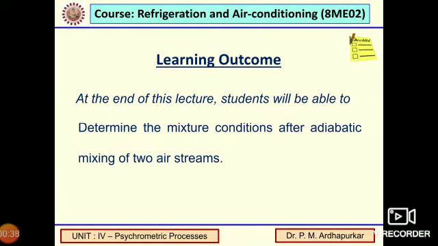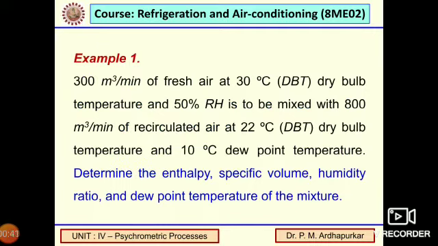of two air streams. This is an example: 300 meter cube per minute of fresh air at 30 degrees centigrade dry bulb temperature and 50% relative humidity is to be mixed with 800 meter cube per minute of recirculated air at 22 degrees centigrade dry bulb temperature and 10 degrees centigrade dew point temperature. Determine the enthalpy, specific volume, humidity ratio and dew point temperature of the mixture.